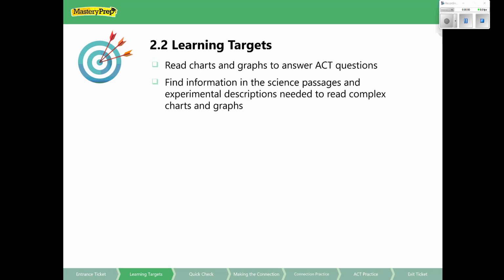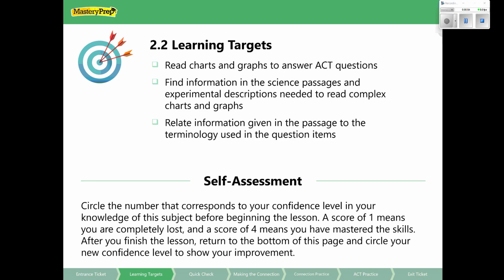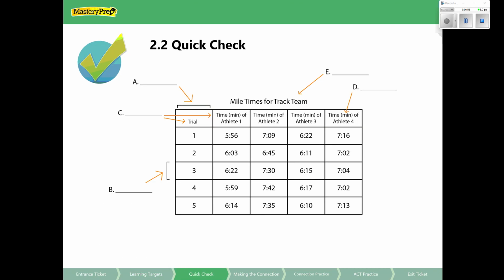Read charts and graphs, answer ACT questions, find information in the passage, and relate information to what is given. Now, the first thing is we have this here. This is, I believe, the first page, our quick check. So this isn't in your note sheet because, again, all the quick checks are not going to be there. It's just stuff that we've seen before.